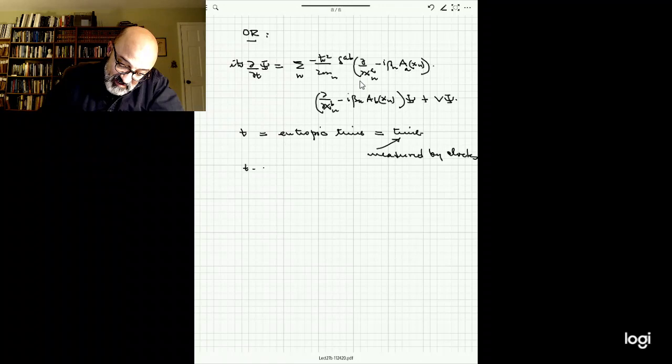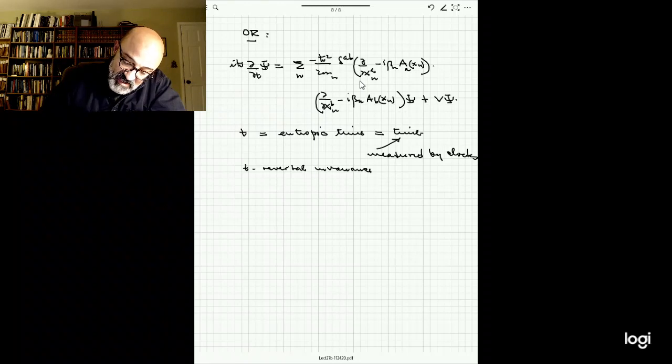T reversal invariance has been achieved.